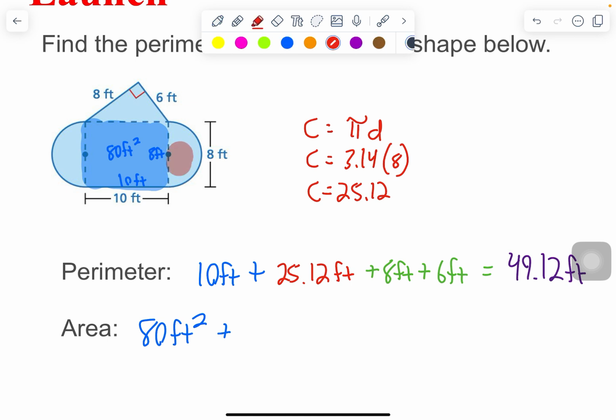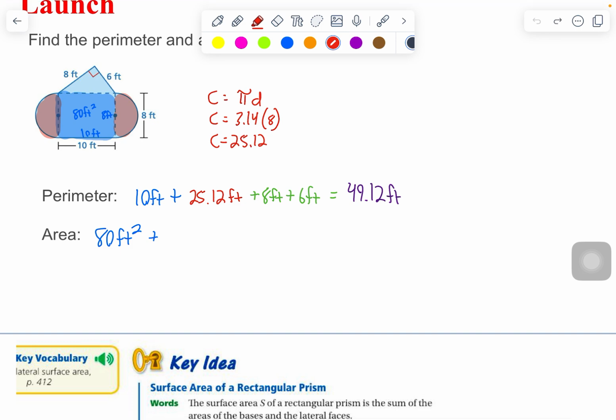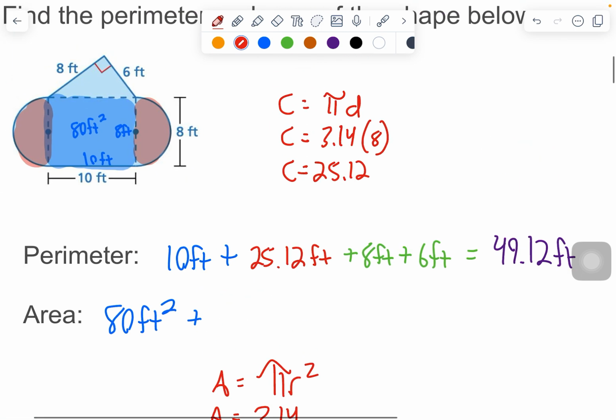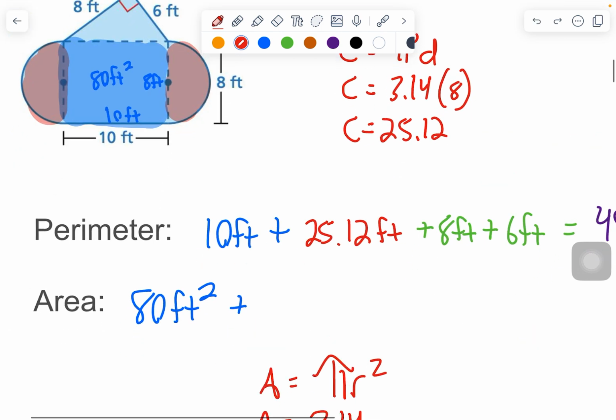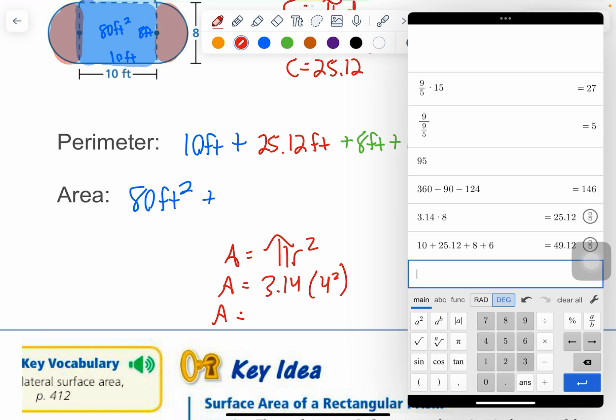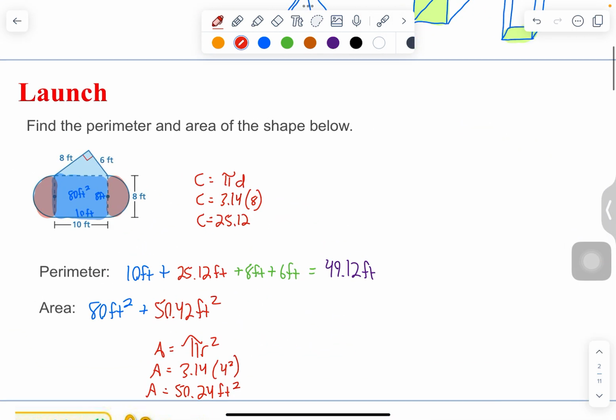Let's go to my circle. There's half the circle, and there's the other half of the circle, so that's the full circle. So I want to go pi r squared, that's going to be the area of the circle. 3.14. What's my radius? Well, the whole diameter is 8, so my radius is going to be 4 squared, or 16. So I get 3.14 times 16, which is 50.24 feet squared. So I know I've got that for my circles. And the last thing is our triangle. Remember, base times height divided by 2.